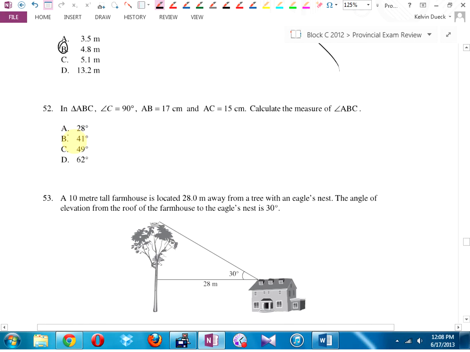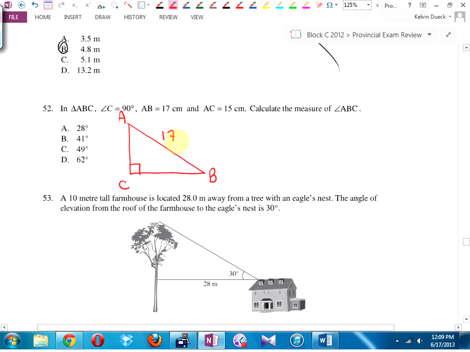Number 52. Tyler, can you read to me number 52, please, my friend? In triangle ABC, angle C is 90 degrees. I think I'm going to draw a little picture. So it's going to be a right angle triangle. Which angle is my 90-degree angle, Tyler? So I'm going to go like this. And you're telling me that there is that, yeah? Now I'm going to put an A somewhere. I'm going to put a B somewhere. Which side is longer, AB or AC? AB. I guess that's going to be like that.